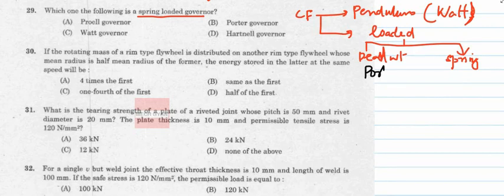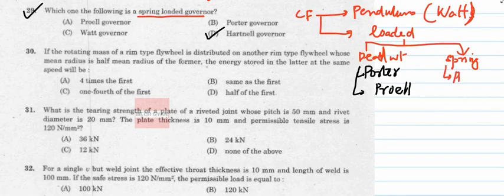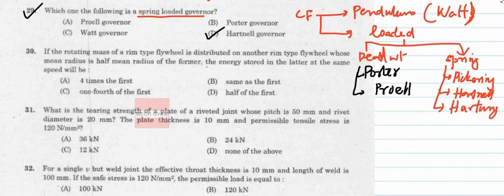Now dead weight governors are Porter governor and Proell, P-R-O-E-L-L. So see the options. Porter and Proell are dead weight governors. Watt governor is a pendulum type governor. So for spring loaded governors, answer is option D, Hartnell governor. Spring loaded governors can be classified into Pickering governor, Hartnell, Hartung, and Wilson-Hartnell.